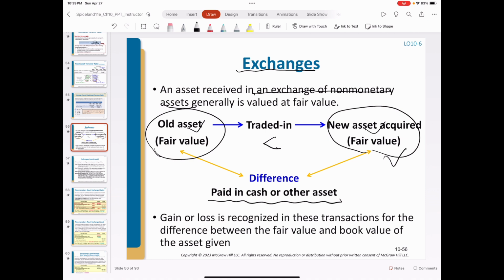So we are going to remove these assets from the books. At the same time, we recognize gains and losses from the sale of these assets. The gain or loss is determined by the fair value and book value of the asset given. If the fair value of the old asset is greater than its book value, this will result in a gain, because the fair value is greater than the book value. Otherwise, if the fair value is less than the book value, this will result in a loss.